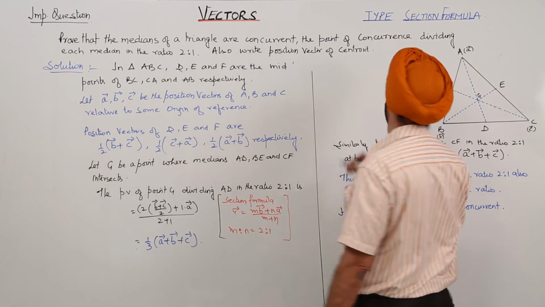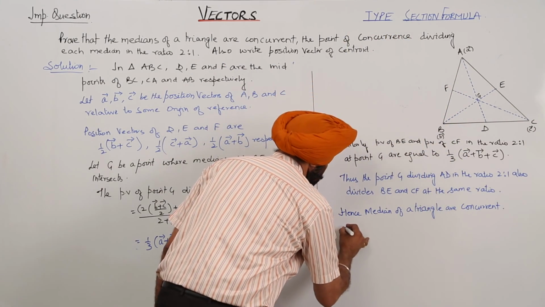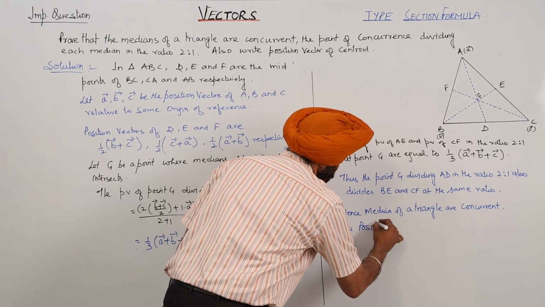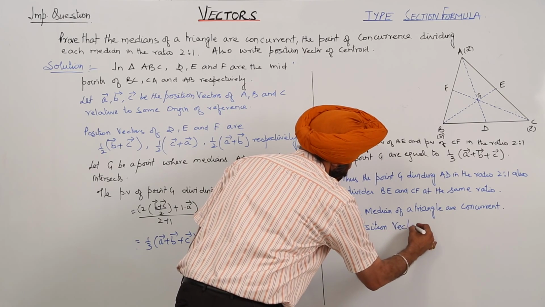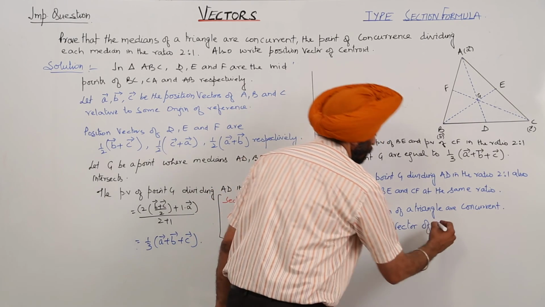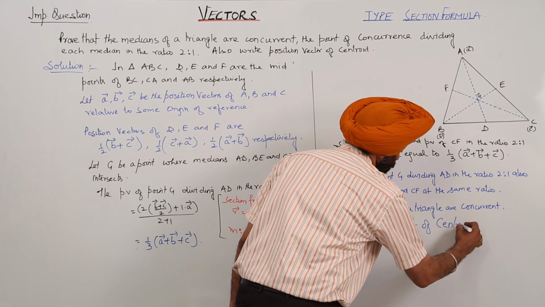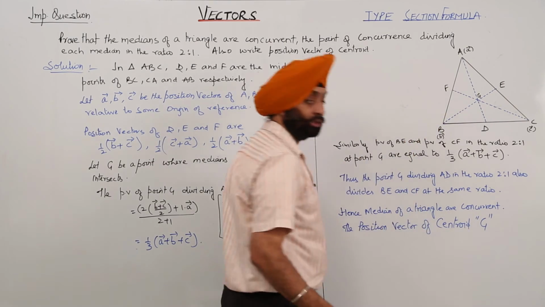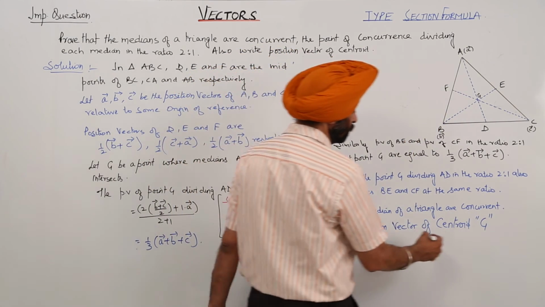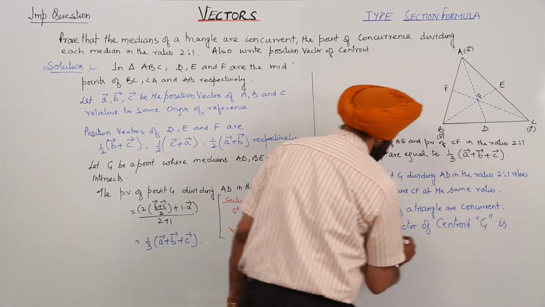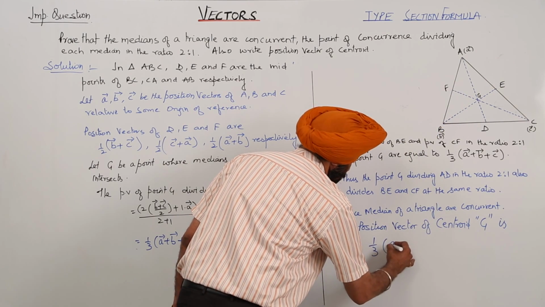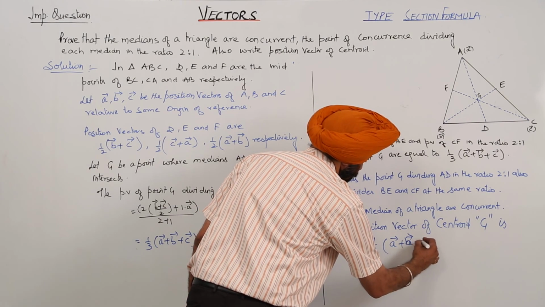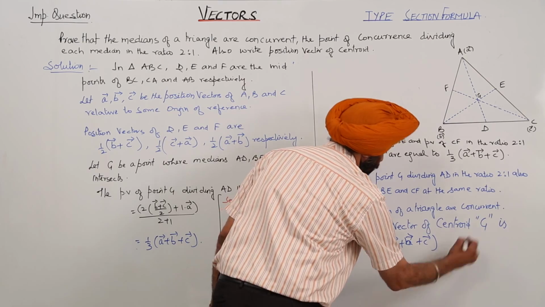Also write the position vector of the centroid. Now, the position vector of the centroid, that is point G. G is the centroid. The position vector of point G is 1 upon 3 of vector A plus vector B plus vector C.